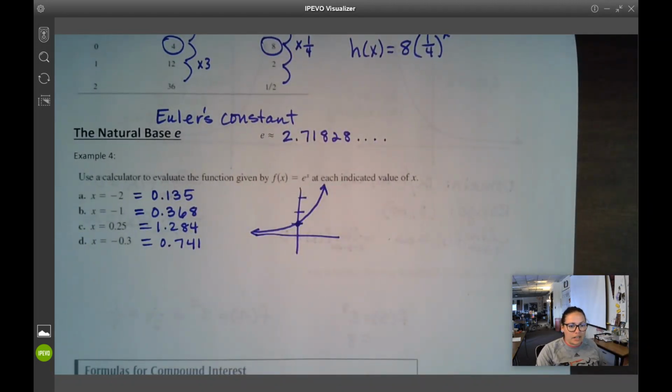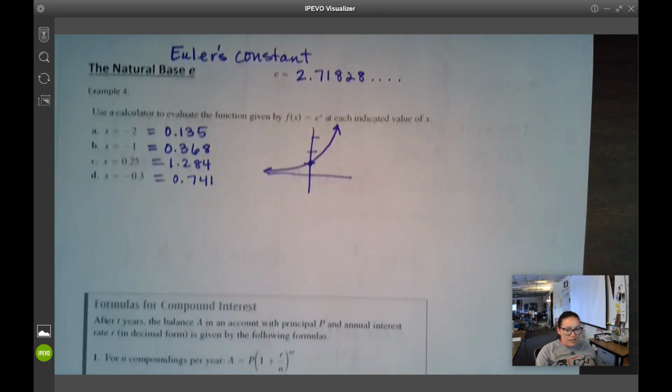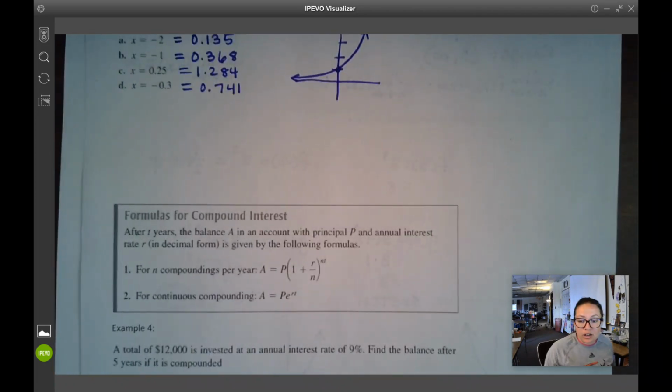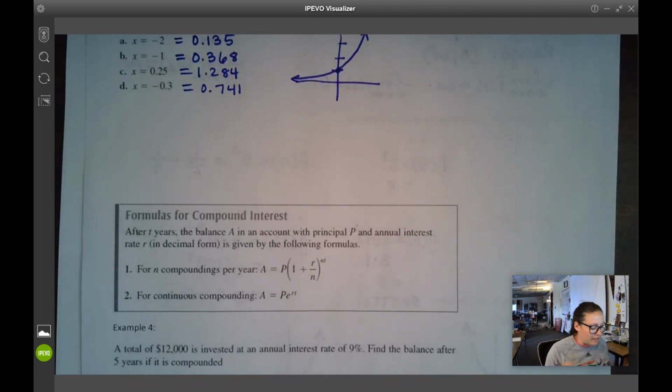All right, here is what I got for my remaining answers. We are going to leave compound interest for lesson 2. It goes better with that lesson. So we're going to leave that for now.